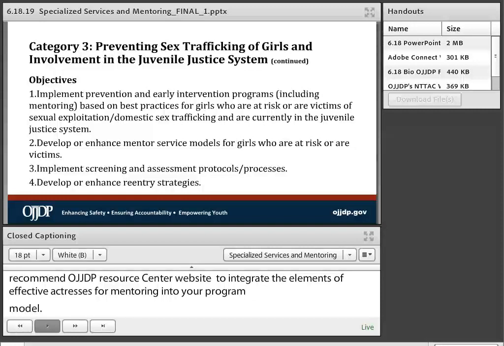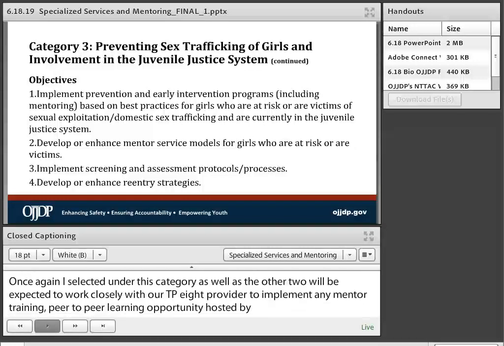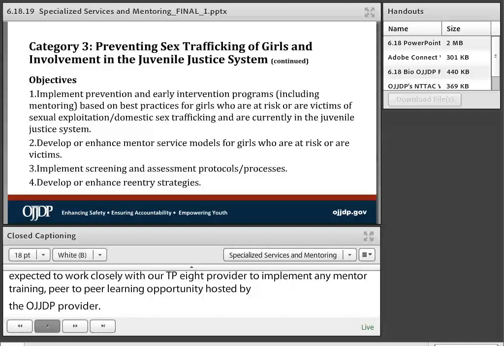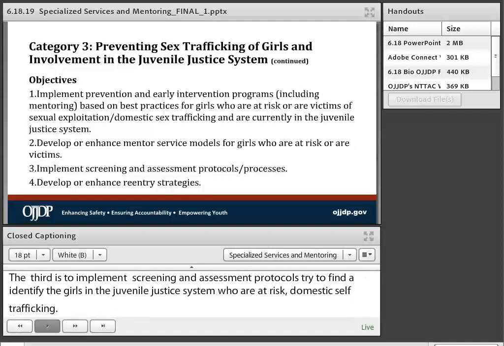The third objective is to implement screening and assessment protocols or processes to identify those girls in the juvenile justice system who are at risk or are victims of sexual exploitation, domestic sex trafficking. And the fourth and final objective is to develop or enhance reentry strategies to help vulnerable girls on a path towards success, stability, and long-term contribution to society while offering them opportunities to heal.